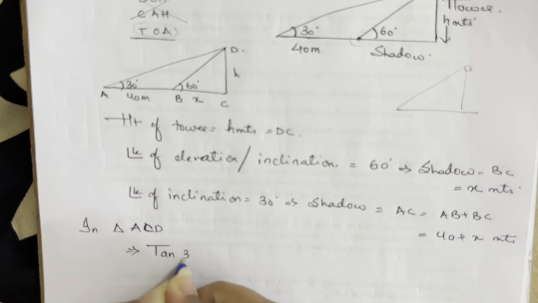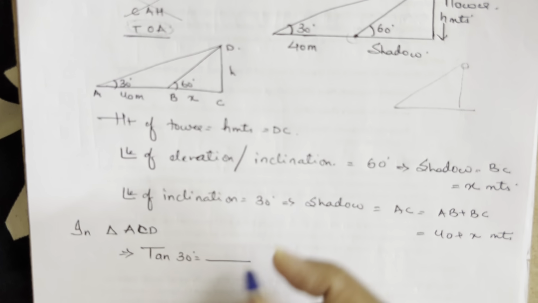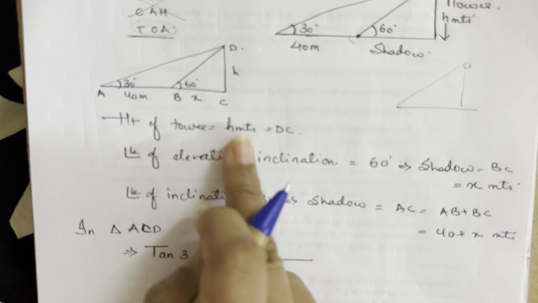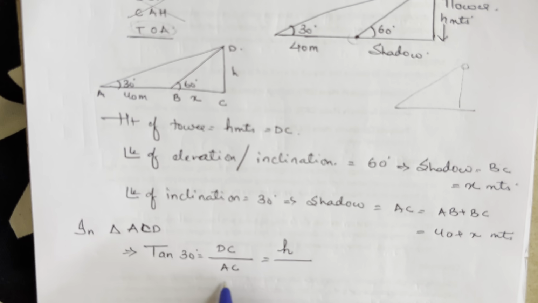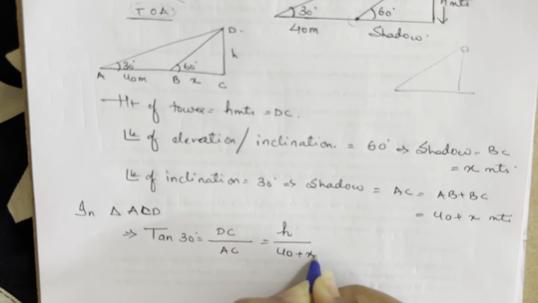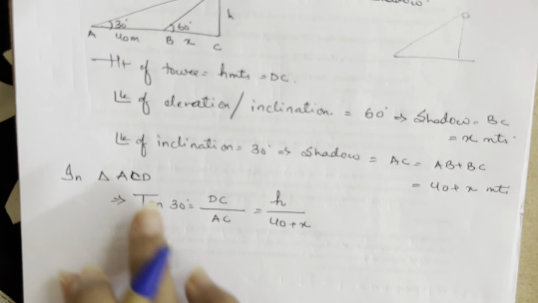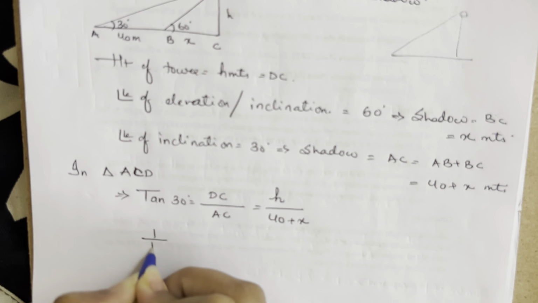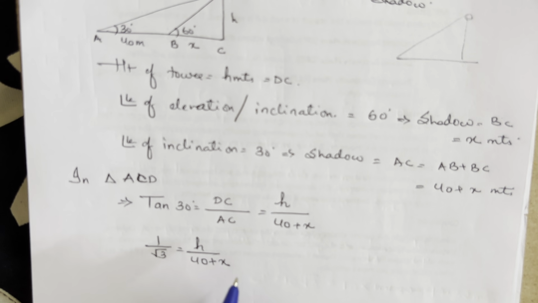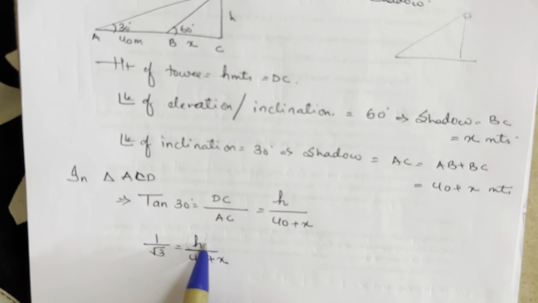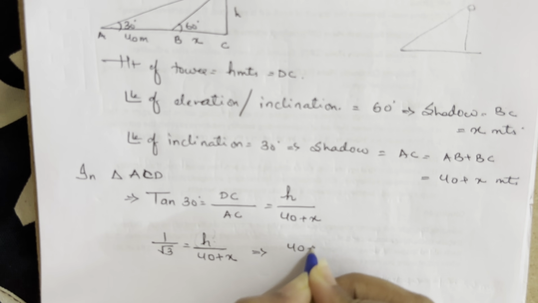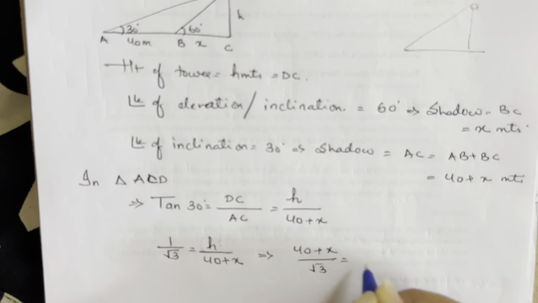So tan of 30 degrees is equal to opposite, which is DC upon AC. I know DC is equal to h meters and AC is equal to 40 plus x. Let's simplify: tan 30 is 1 by root 3, equal to h upon 40 plus x. What did he ask in the question? He asked to find the height of the tower. So we will make this the subject. I'll send it to the other side. It becomes 40 plus x upon root 3 is equal to the height of the tower.